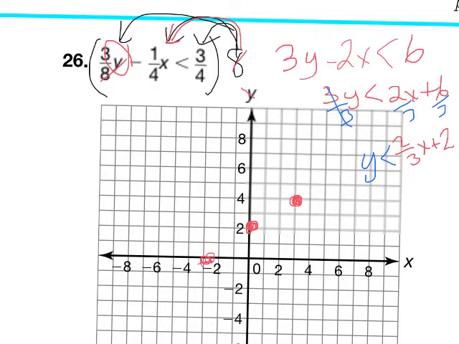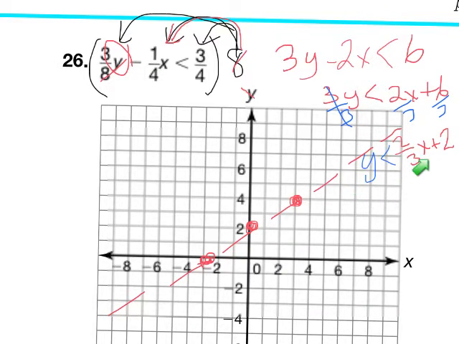Alright, Dylan, solid or dashed line? It is going to be dashed. Why is it dashed? Because there's not an equal sign. Yep, it means the points on the line are not included. It's just the fence. Now, read this in English.